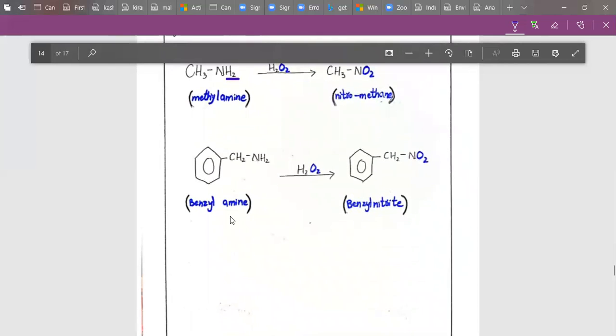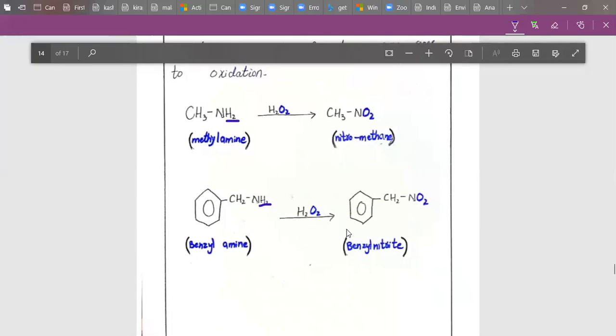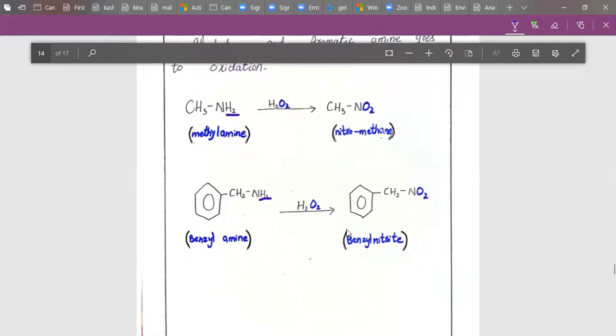Benzylamine. The same scenario takes place in this process. Also, H2 is removed and the hydrogen is attached at this point. Then we get a benzyl nitrite. We can notice that in this process the oxygen is added. So in the definition of oxidation, I can tell you the addition of oxygen is called the oxidation process. So these are all oxidation processes.